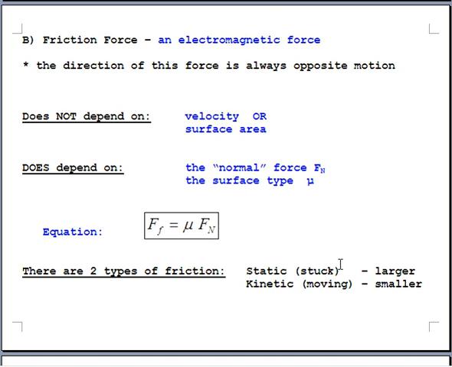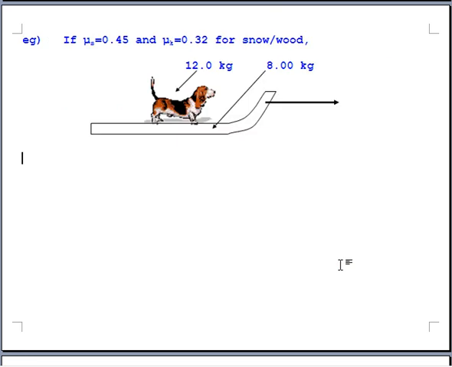So let's try out an example using both of those types of friction and using the equation that we boxed there. So let's try this. Hopefully you can see the little subscripts. We've got a static coefficient of friction of 0.45 and a kinetic coefficient of friction of 0.32. So you can see that static coefficient of friction before we slide this dog on the toboggan. It's a little bit bigger than once we get it moving. We're going to try out two equations here. Let's figure out the force of friction, or the force required to start the sled moving. So we're going to deal with that static force of friction.